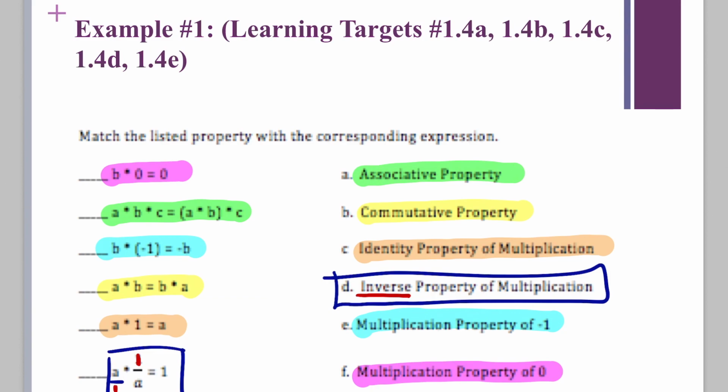And again, another example of why we have to be careful not to confuse this property with a similarly named property of addition, the inverse property of addition, because the inverse property of addition is adding the opposite. So make sure that you distinguish these properties from the properties of addition.